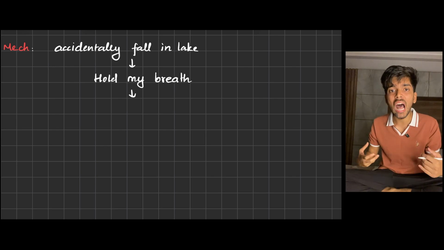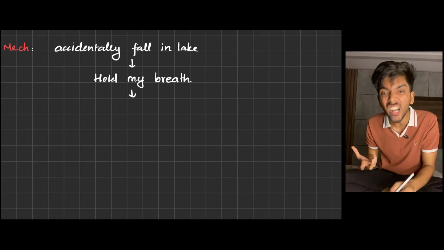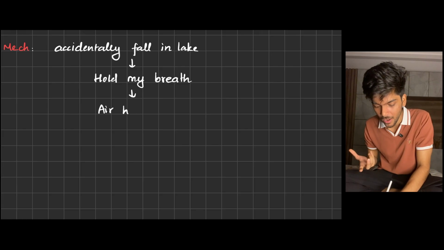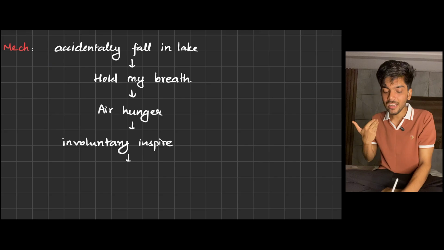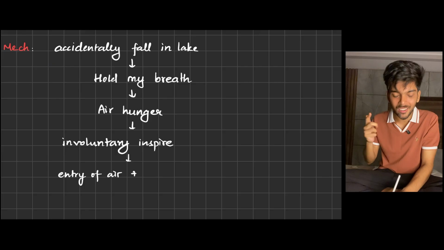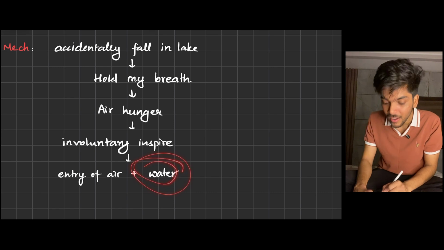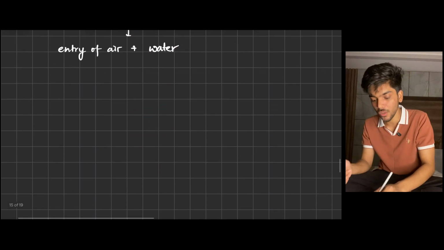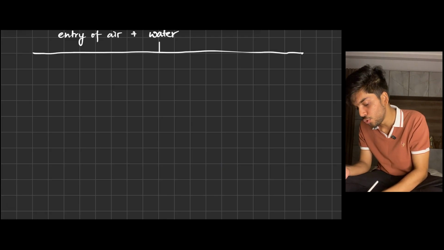Eventually, my body will ask for oxygen. Eventually, oxygen will run out. My body will become hungry for oxygen, referred to as air hunger. Once there is air hunger, my body will involuntarily inspire. As a result, there is entry of air, but there is also entry of everything around. That is, there is also entry of water. And it is the entry of water that leads to death by various consequences. So the consequences have been broadly classified into two.